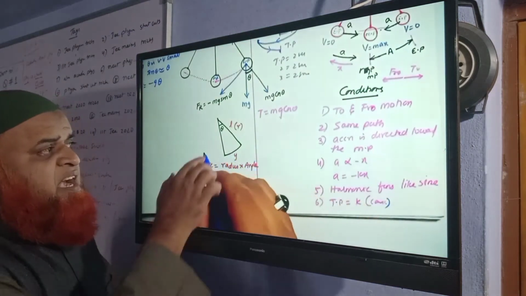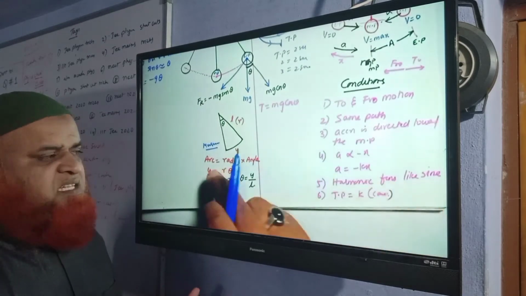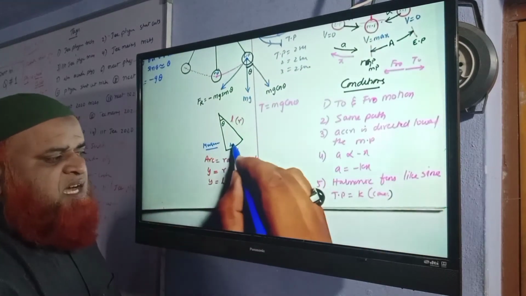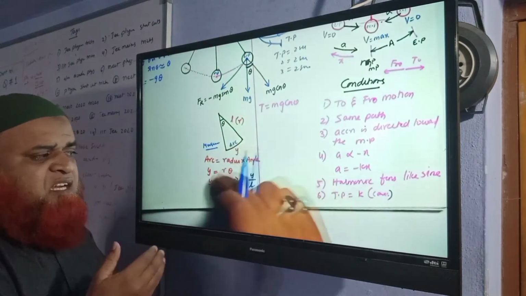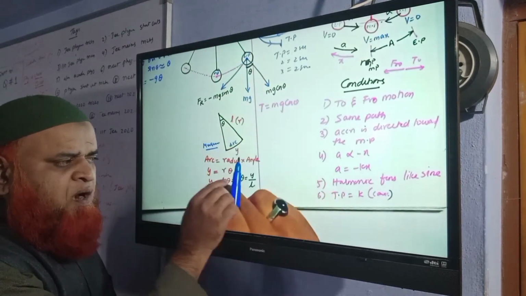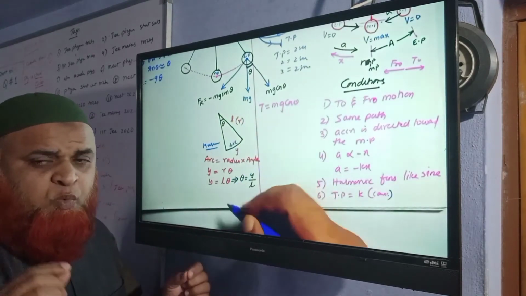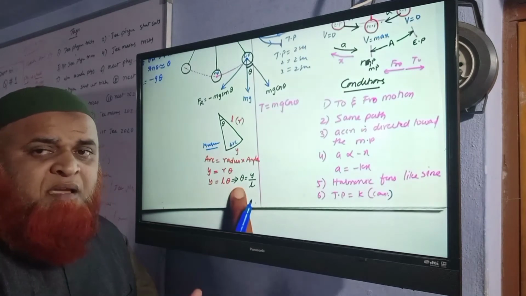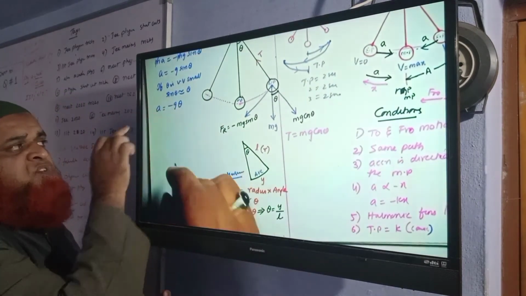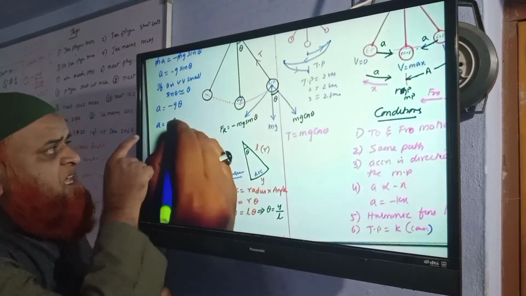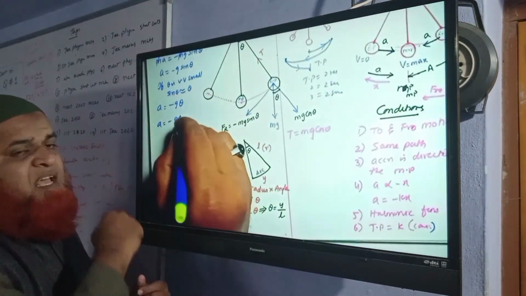Arc is equal to radius into angle. Arc is y. Radius is L. Angle is theta. So y is equal to r into theta. So r means length of the pendulum here in this case. L into theta. Therefore, theta is going to be y by L here. So we got the value of theta, which is y by L, and that value should be replaced in the previous formula. So here if you write a is equal to minus g into the value of theta, that is taken as y by L.